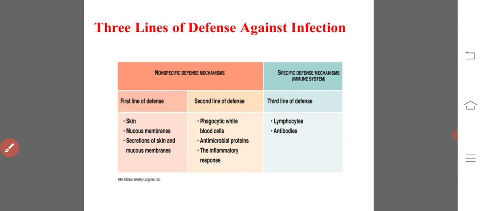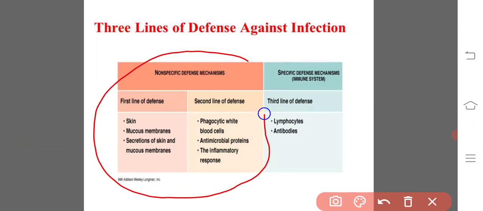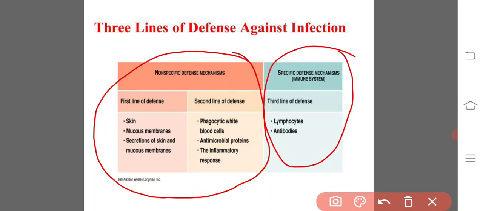Then you can see three lines of defense mechanisms against various infections. Out of these three, two lines of defense mechanisms are grouped under non-specific defense mechanisms, whereas the third one is the specific defense mechanism. That indicates that the first two defense mechanisms are related to innate immunity, whereas the third one is related to acquired immunity.